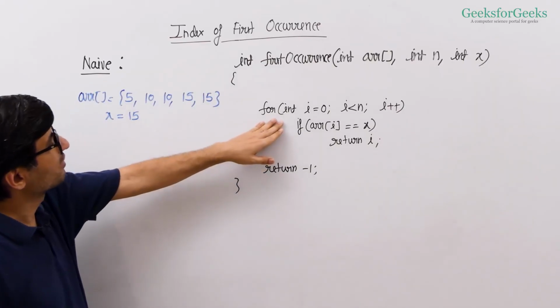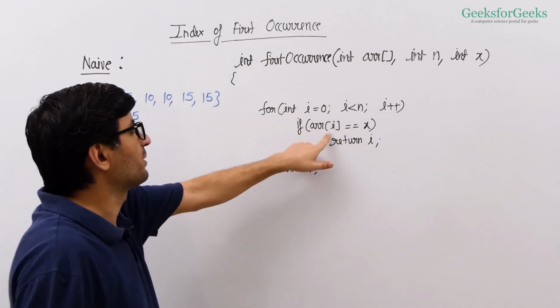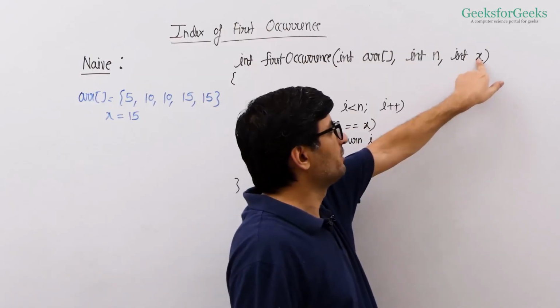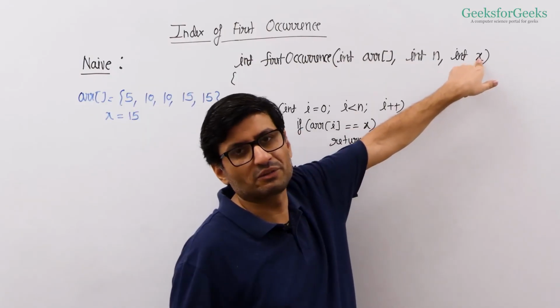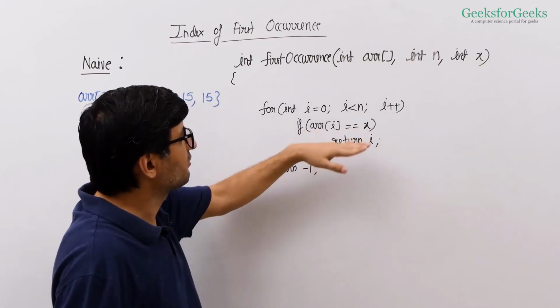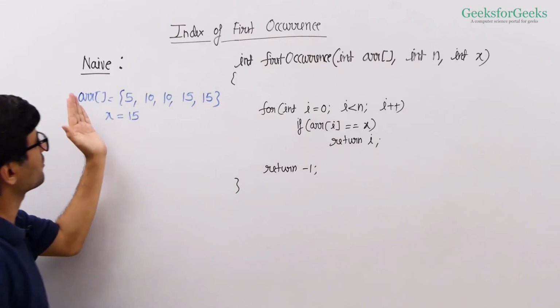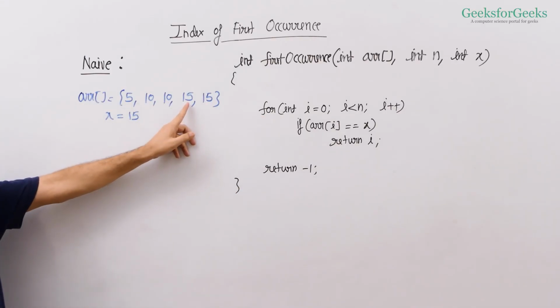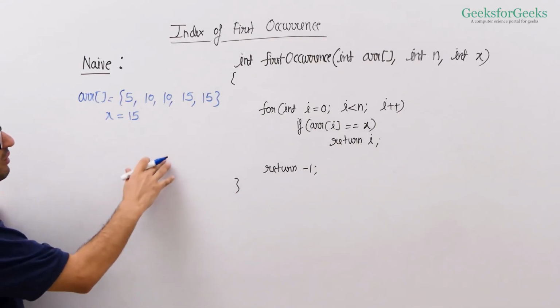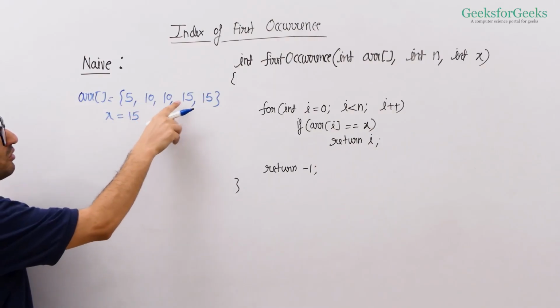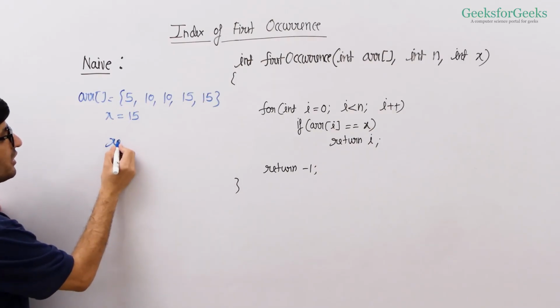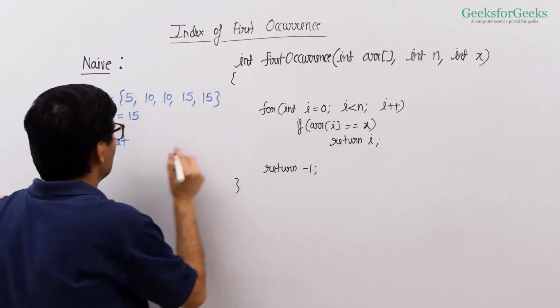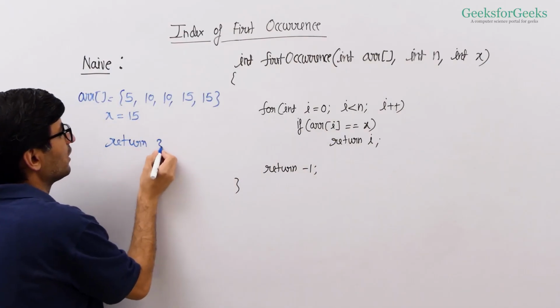So we run a loop from 0 to n-1. We compare every element with the given element that we are searching, whose first index we are searching. If we find it, we return i. Since we are traversing from left to right, we will return as soon as we find the index. So in this example, we'll run a loop for 0, 1, 2, 3. So when we come to 3, we return 3, right? This line will execute and we'll get 3.